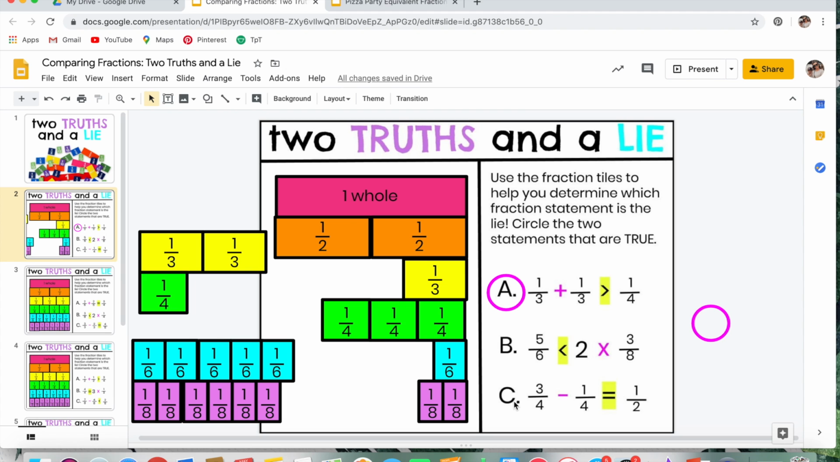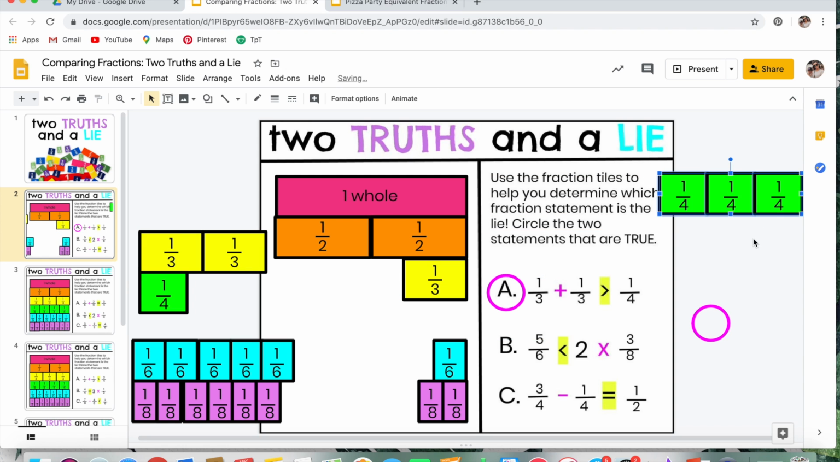Let's just make sure that B is a lie by making sure that C is actually true. Make sure I didn't make a mistake. So I'm going to take 3/4, move it over to the side so I can look at them. 3/4 minus 1/4. So I have 3/4. Now I have to take one of those fourths away. So now I have 2/4. Let me just move that over a little bit so I can still see the words. So 3/4 minus 1/4 is 2/4.